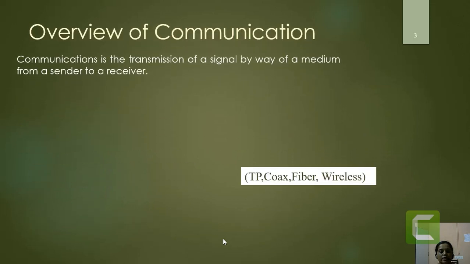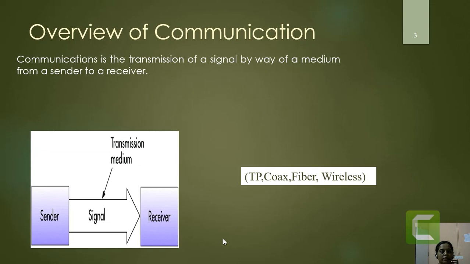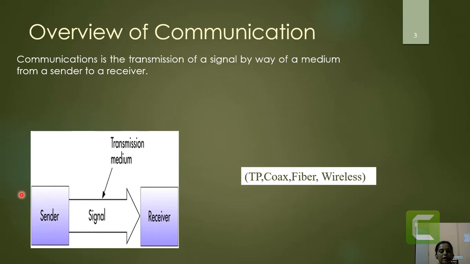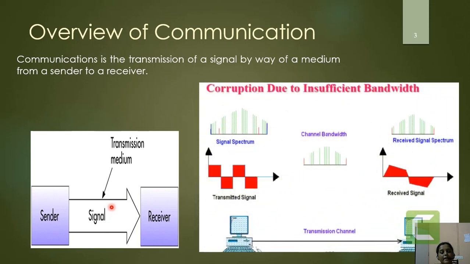So here, friends, we are starting with the definition of communication. Communication is nothing but sending a signal over some medium from one sender to the receiver. We get the signal transmitted from a sender to the receiver by using some transmission medium. But in reality, when we are transmitting any signal, we have to look at the actual bandwidth of the signal to be transmitted and the bandwidth of the channel over which we are transmitting the signal.